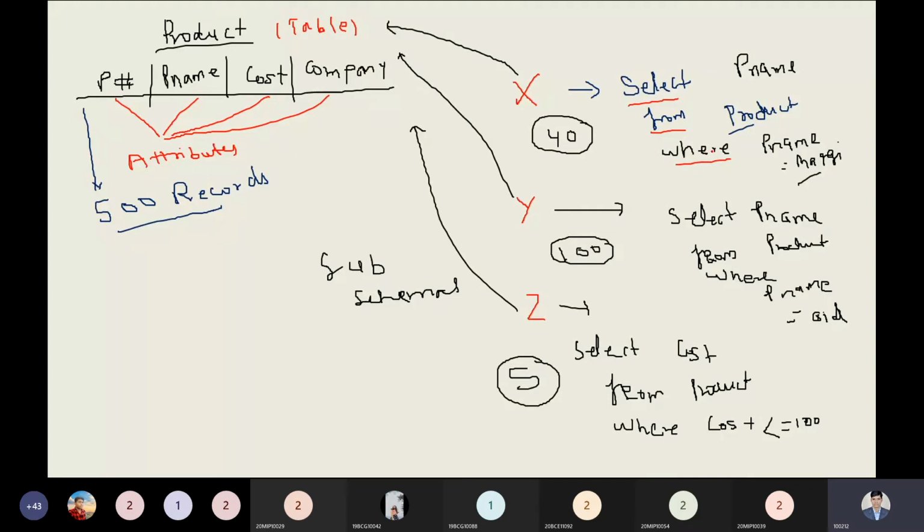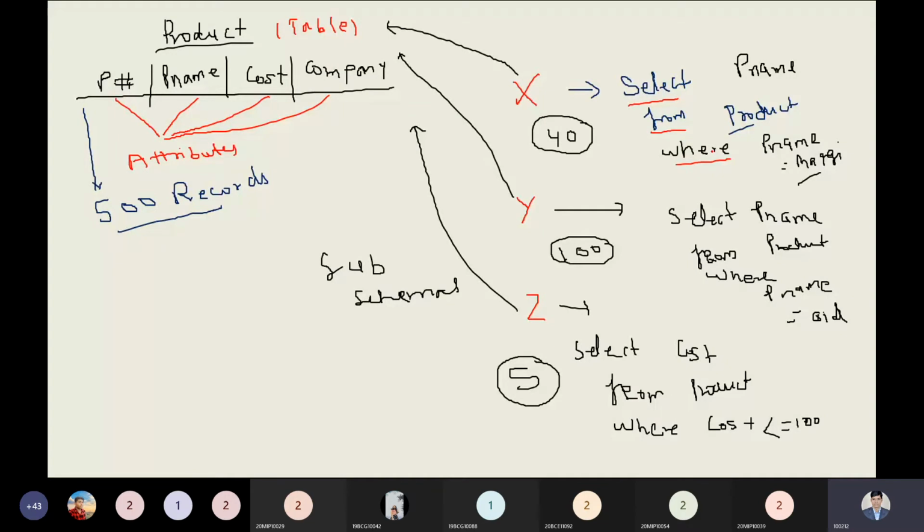And talking about Z, he is a miser person and does not want to spend lots of money. He is saying, sir, I just need to see only those details which are under my budget, that is 100 rupees or less than 100 rupees, I can vary. So select the cost from the product, where the cost of the product should be less than or equal to 100. So 1 rupee to 100 rupees, whatever we get, that is to be displayed. In this expensive world, we have only 5 products which are under 100 rupees according to the product table.